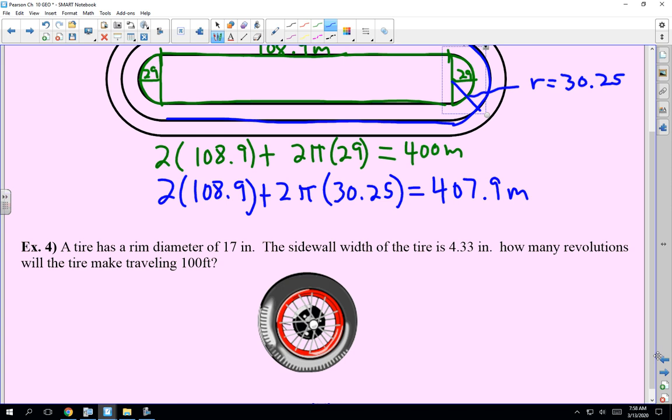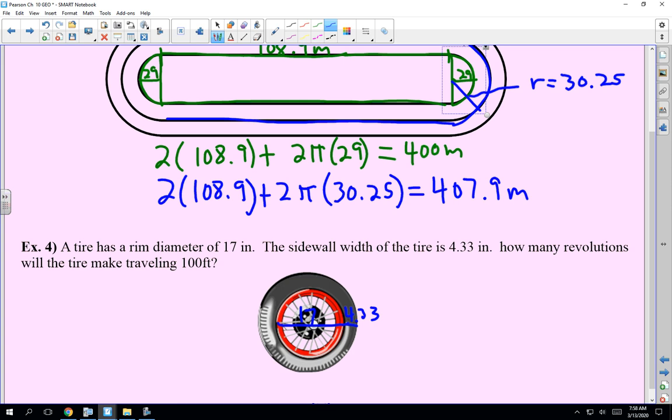Example 4, a tire has a rim diameter of 17 inches. So here's the rim diameter of 17. The sidewall width of the tire is 4.33. So that's 4.33, just the sidewall width of one piece there. How many revolutions will the tire make traveling 100 feet?